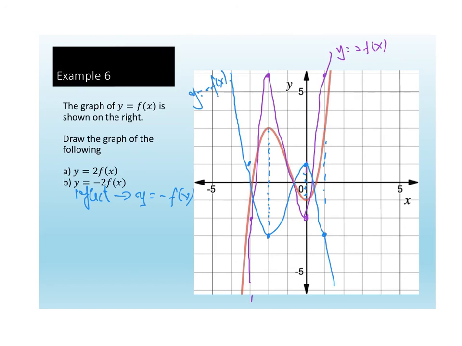In fact, if I do y equals minus 2fx, it should be reflecting just this, the purple line. So it will come all the way down here. This one will go all the way up here. And this will come all the way down here. And this will go all the way up there. All right? So this is how you do it. So this is y equals minus 2f of x.